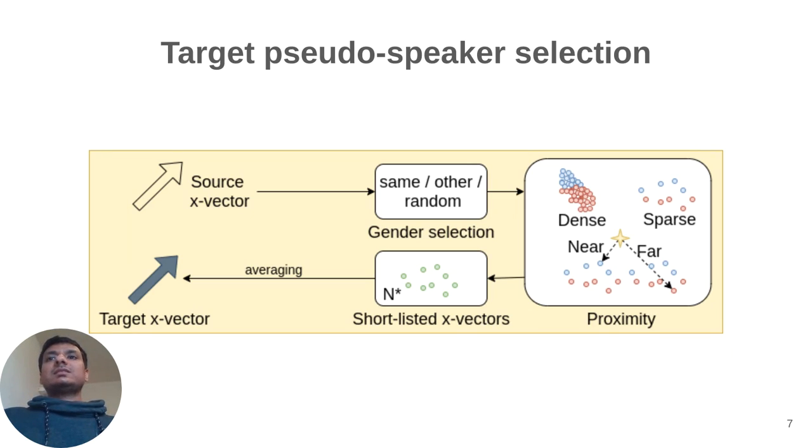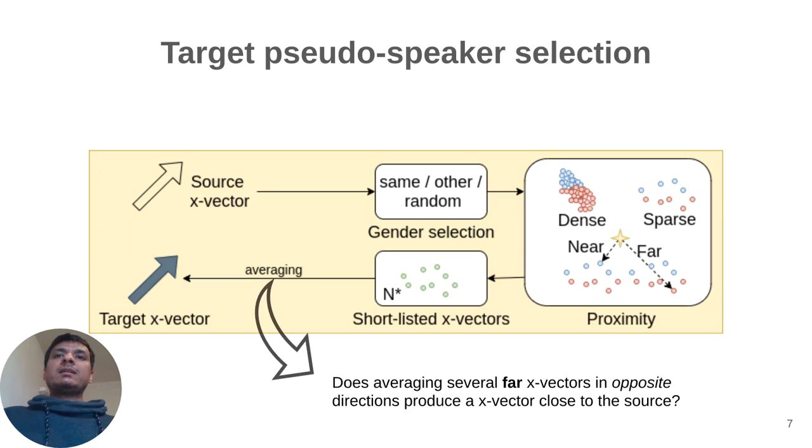After selecting these regions, we select N-star X vectors from this region, and then we average these X vectors. Now, some of you might be wondering whether if we average the X vectors which are in opposite direction relative to the source, it might result in an X vector which is close to the source. We will try to also answer this question in due course of time.